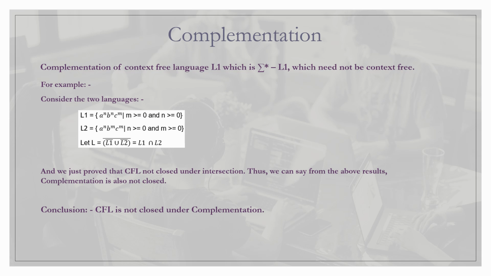If we represent the complement of L1 and L2 and their union complemented all over, then by De Morgan's law we can easily state that this expression is equal to L1 intersection L2. By using complementation, we have achieved the result of intersection. But we saw how intersection is not closed. The two being interconvertible, it is safe to say that, like intersection, complementation is also not closed under CFL.